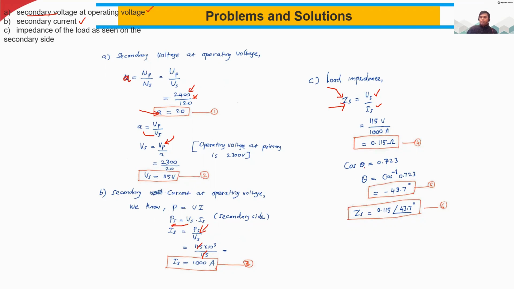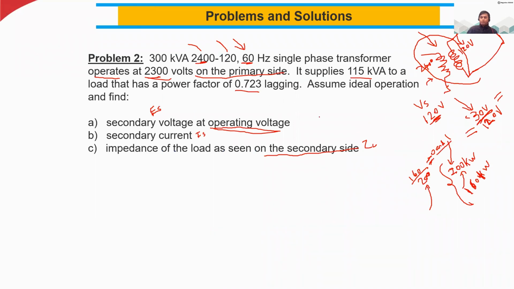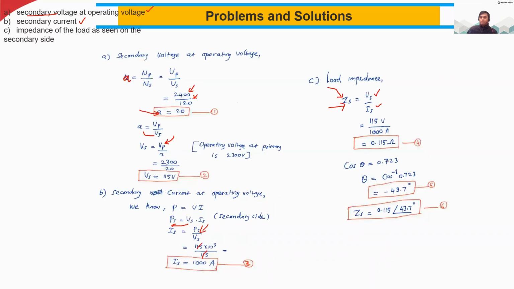And we also know the power factor, cos theta, they had given in the problem as 0.723. Cos theta is equal to 0.723. Theta is equal to cos inverse 0.723. Just use a calculator, you will find this value. So then finally you will find the complete load impedance together with its angle. So this is minus. So ZS is equal to 0.115, angle is minus 43.7 degrees.